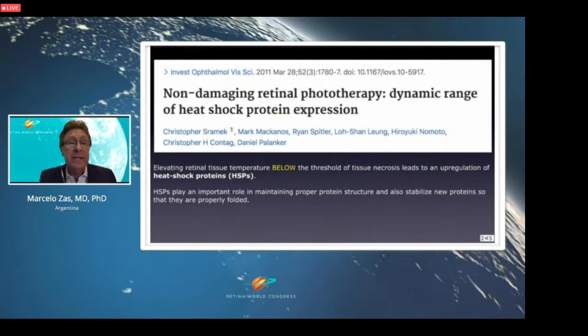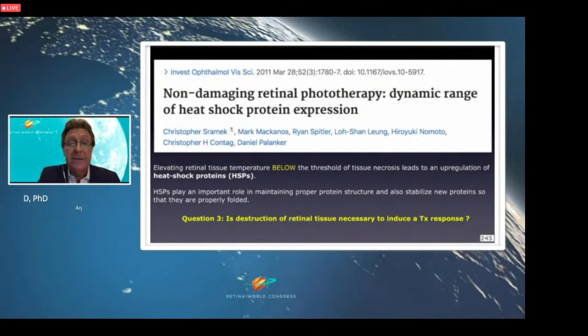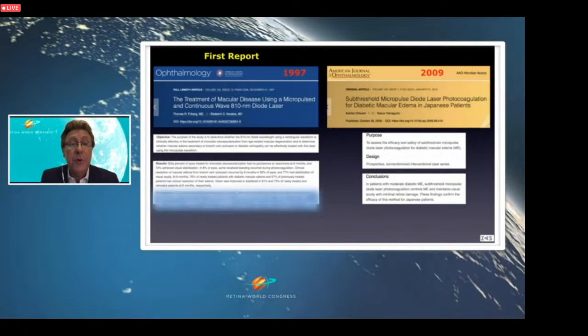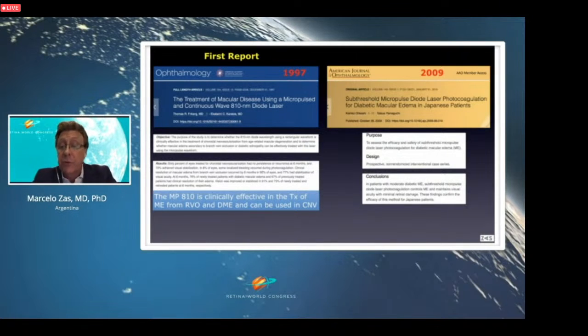Another point of view is that this elevation of tissue temperature below the threshold of tissue necrosis leads to upregulation of what we now call heat shock proteins. These heat shock proteins play an important role in maintaining proper protein structure and also stabilize new proteins when they are properly folded. So the third question is: is destruction of the retina necessary to induce a therapeutic response? As we remember, in 1997 the first publication of micropulse laser in macular disease used it not only to treat diabetic macular edema, but also retinal vein occlusion and some kinds of choroidal neovascularization.